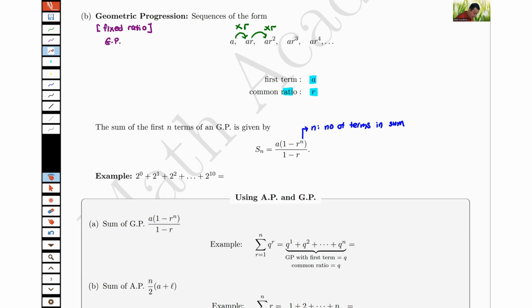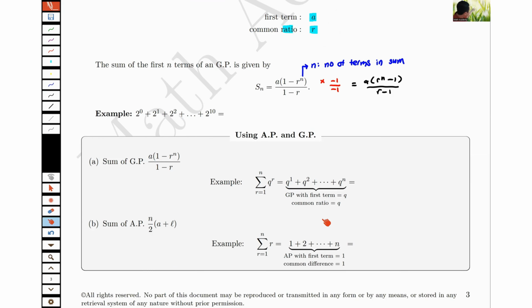Sometimes in your schools, they may also present this as follows. If you multiply minus 1 to the top and bottom, there's no difference in the sum, but it allows you to write it in this manner. Both are fine. They are the same values. It's just that the terms are swapped in terms of the plus and minus signs.